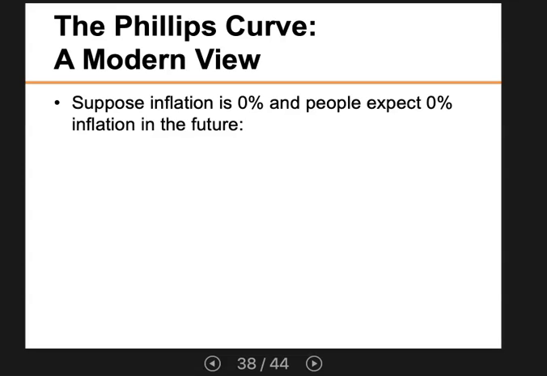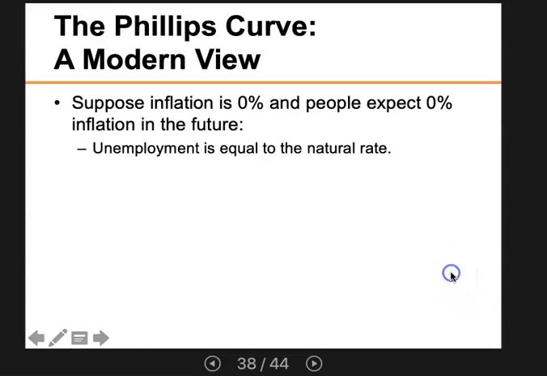So inflation reduces unemployment, but only if it is a surprise. We can graph a Phillips curve with inflation expectations built into it. Okay, and we're going to see this on the next couple of slides. So one more time, we're going to start with 0% inflation, and then we expect 0% inflation in the future. If that is the case, unemployment is equal to the natural rate of unemployment.